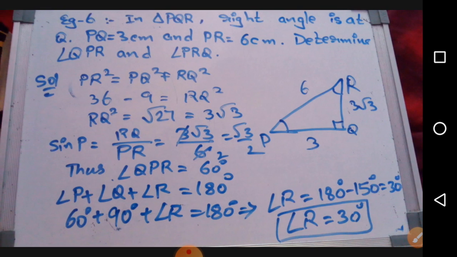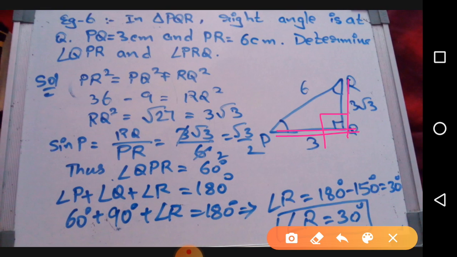The sixth example, as the question says, in triangle PQR, right angle is at Q. So we'll simultaneously go through this. So here it is, right angle. Okay, PQ equals to 3 centimeter. Where is PQ? Let's find. Yeah, so PQ is 3 and this is PR.